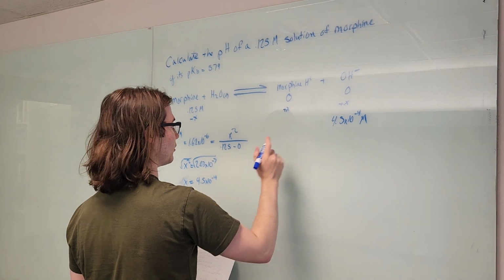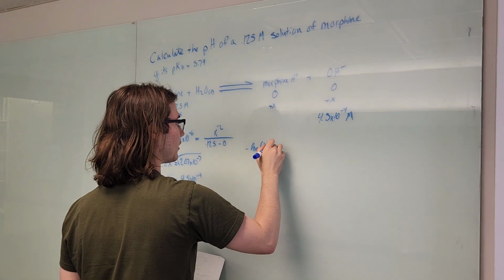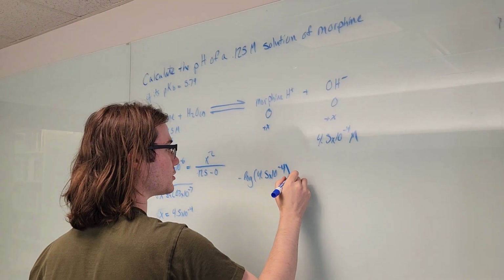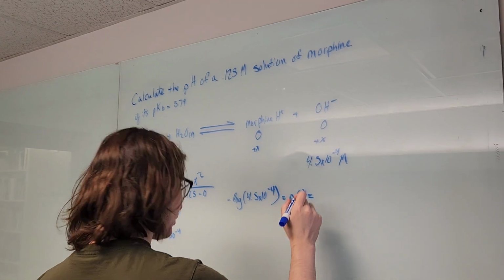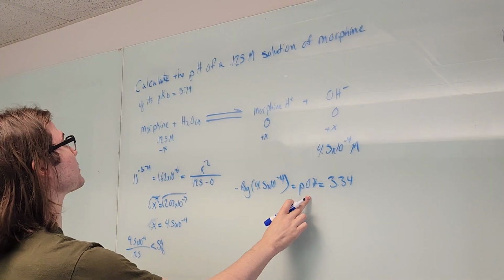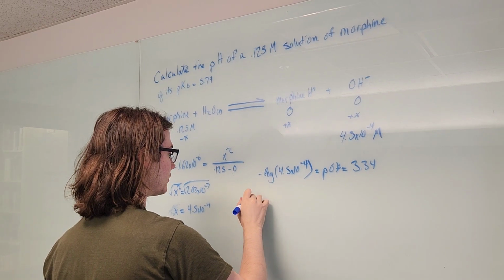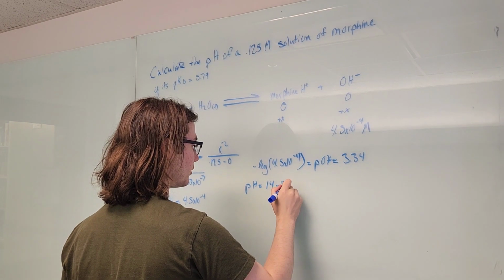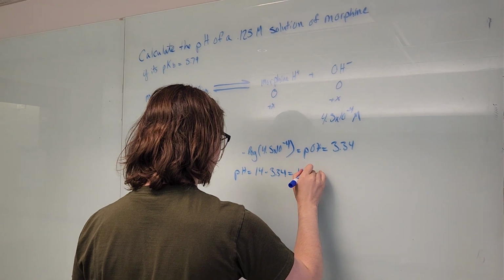So we can take this value and we can take the negative log of 4.5 times 10 to the negative 4, and that will give us the pOH equals 3.34. Now this is the pOH, and the question asks for the pH. So in order to find the pH, we just subtract, so pH equals 14 minus the pOH, 3.34, equals 10.97.